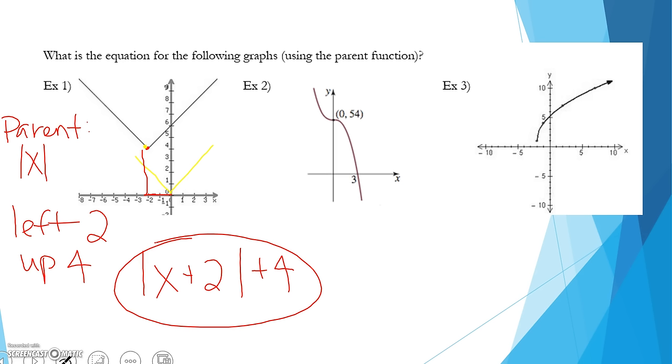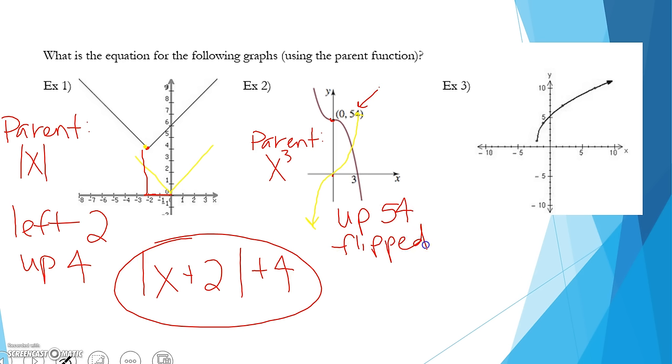All right, example 2, you have to look at your parent graphs and identify this as a cubic, and so the parent equation is x cubed. The original graph looked something like this. And again I just compare. It was crossing here, and now it is crossing up here. So this one didn't move left or right at all. It moved up 54 because of the ordered pair that's given to us, and it also flipped. If I want to flip it, I have to put a negative on the outside, and it went up 54, so I just put a plus 54 on the outside.